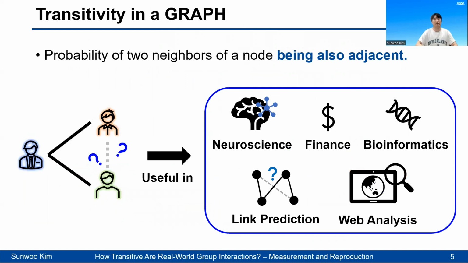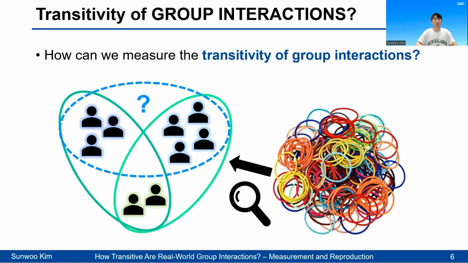Moving on to another topic, transitivity, the probability of two neighbors of a node being also adjacent, is widely used in various domains, including neuroscience, link prediction, and so on. Despite the prevalence of group interactions and the importance of transitivity, there have been no systematic attempts to measure the transitivity of group interactions. Then, how can we measure it? Due to the complicated nature of a hypergraph, where multiple hyperedges overlap, this task is not trivial.